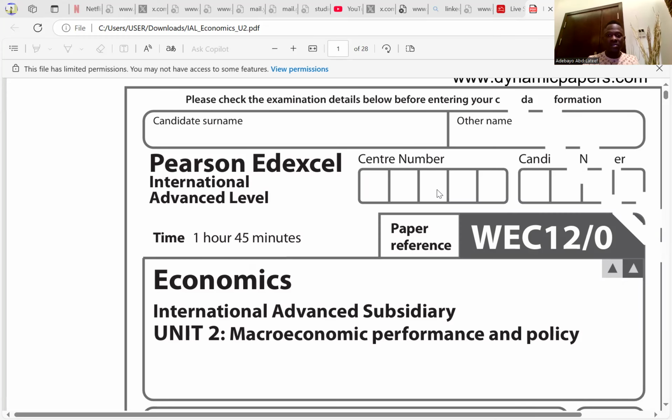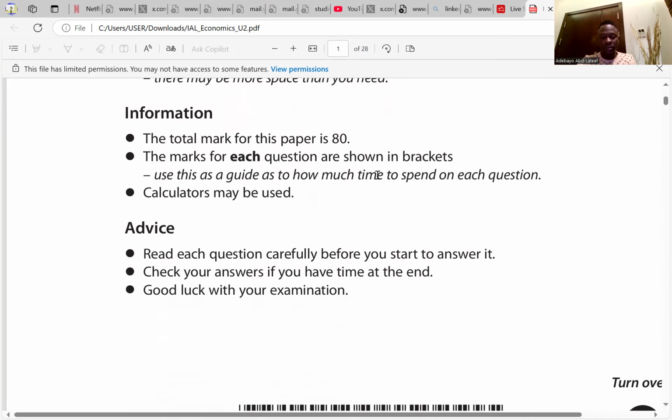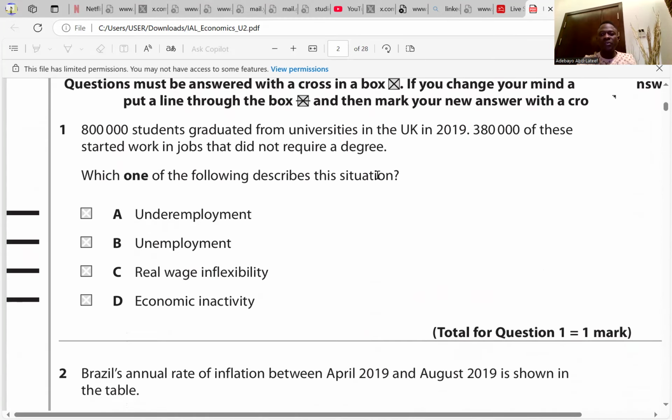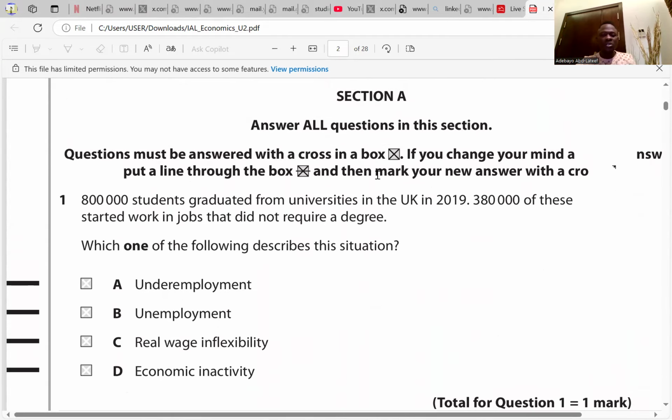So go to Economics Paper 2 for June 2021. The first question. 800,000 students graduated from universities in the UK in 2019. 380,000 of these started working jobs that did not require a degree. Which one of the following describes this situation?